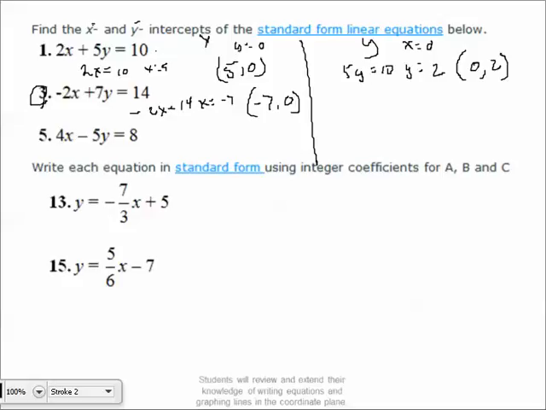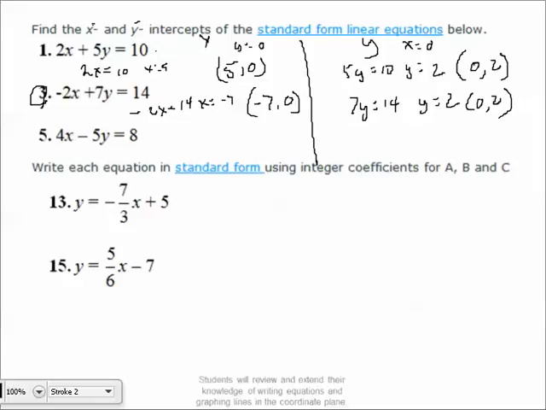Okay, let's do the same, the y-intercept this time. Make x equal to 0. That's going to give me 0 plus 7y is equal to 14, divided by 7. y is equal to 2. Hey, I got 2 again. (0, 2). That makes sense?